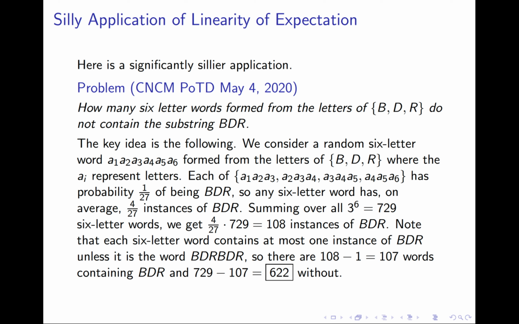So since there are 729 words, we just multiply 729 by 4 out of 27 to get 108 total instances of the 3 letters. And each word can only have at most 1 instance, except for the 6-letter word BDRBDR. So there are 107 words containing the 3 letters, and we subtract that from 729 to get 622 words that do not have the substring.